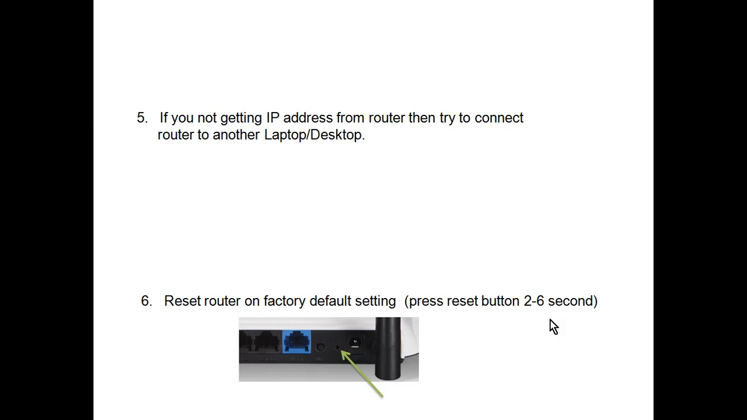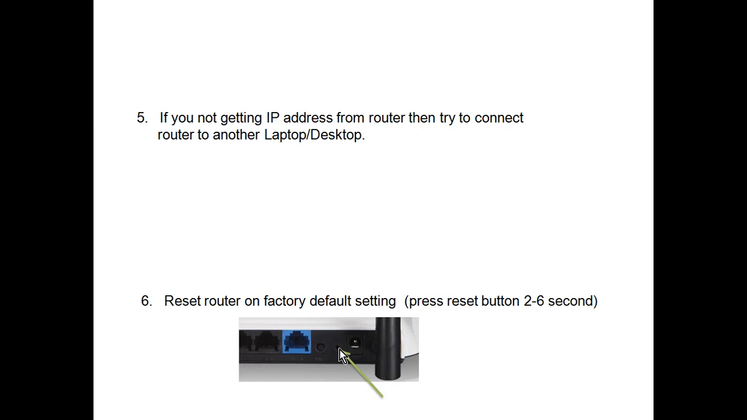And sixth step, we can reset the router to factory default settings. Sometimes we forget the IP address and are unable to get connectivity, or we did some settings and forgot them all, and we are unable to get the configuration page. So we will press this button, the reset button. We will press this button for 2 to 6 seconds.